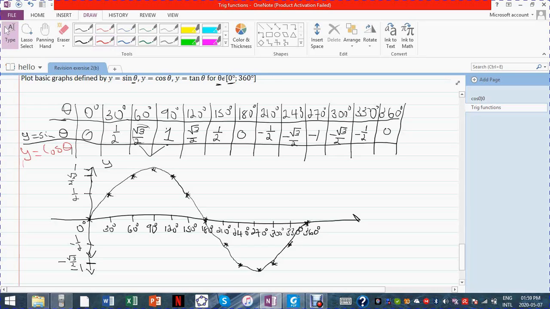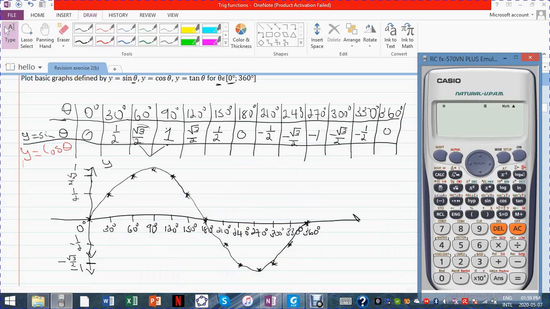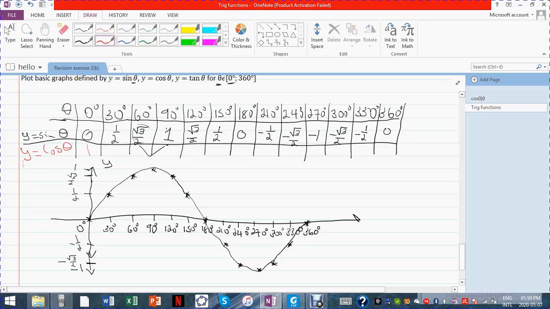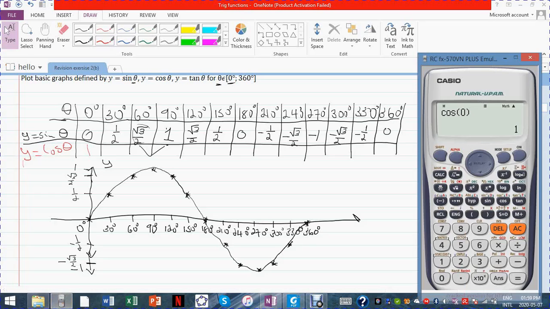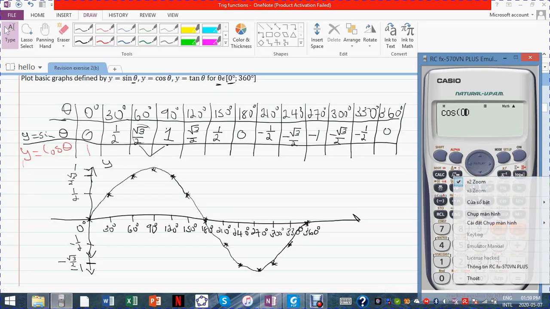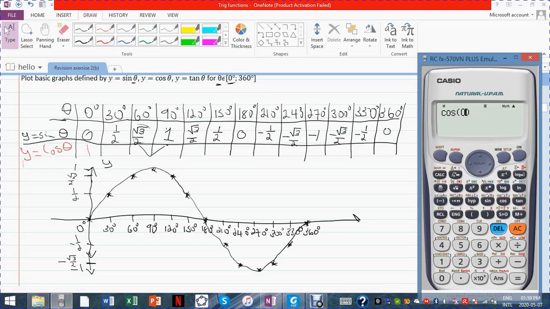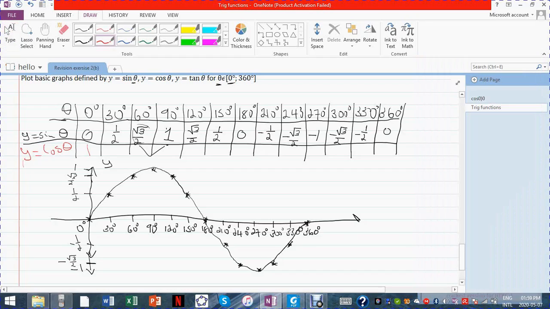Now we continue. Since we have the angles, we find the cos corresponding to the angles that we have. So cos, there it is in our calculator. So cos of 0 gives us 1, so we put 1 here. And then cos of 30 gives us root 3 over 2.